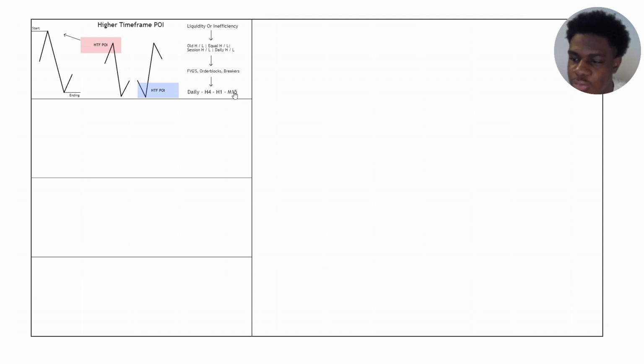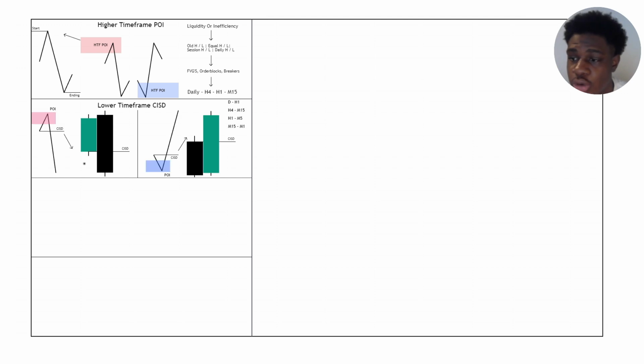After the first step, which is price tapping into our higher time frame point of interest, this gets us into our next lesson, which is the lower time frame change in state of delivery. A lower time frame change in state of delivery is another word for a shift in direction, where we tap into a higher time frame point of interest, price then displaces to the opposing direction, breaking back below the last up close candle, and in a bullish scenario, breaking back above that last down closed candle.